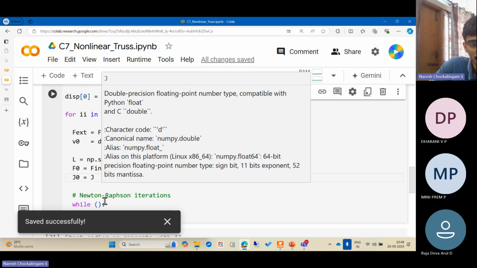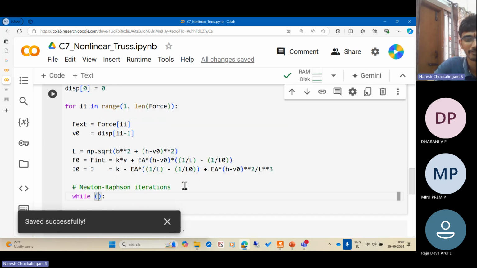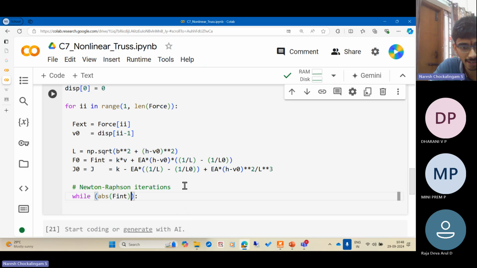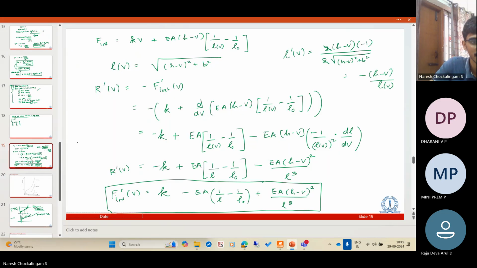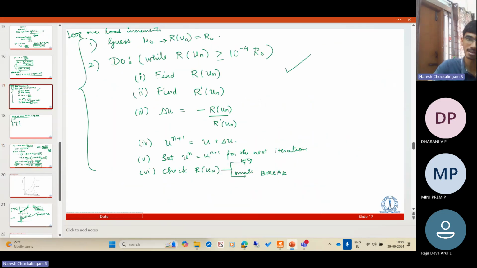Okay, so now what is the condition? While R or while F int. So F int can be negative or positive. Let us use the absolute value. Well, absolute value of F int is greater than 10 power minus 4 into F0, right? I hope you're understanding.